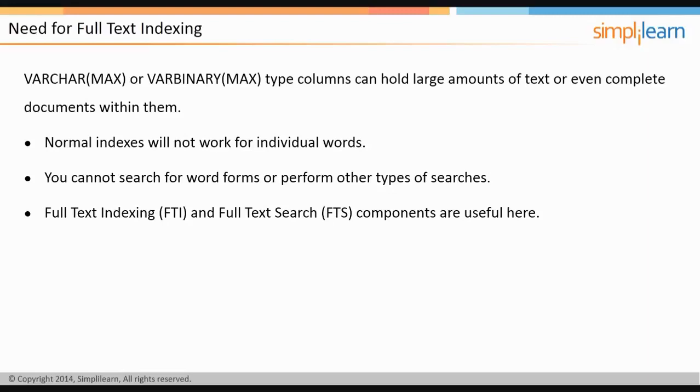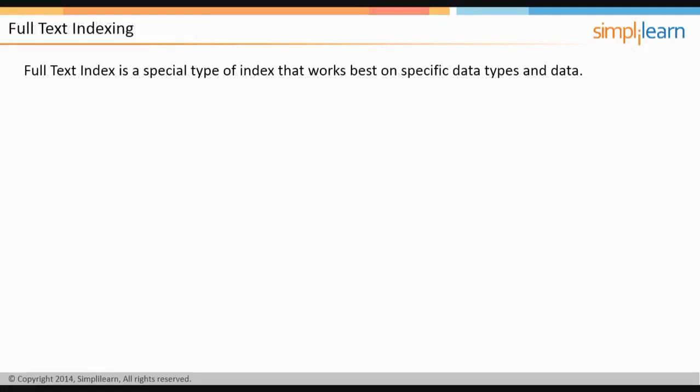In the next screen, we will learn more about full text indexing. Full text index is a special type of index that works best on specific data types and data. It is usually used on large text columns, such as varchar(max), nvarchar(max), and varbinary(max), and their older equivalents, text, ntext, and image columns.